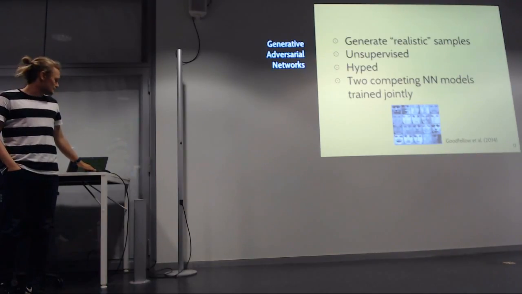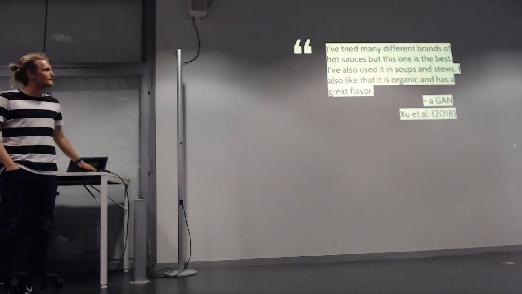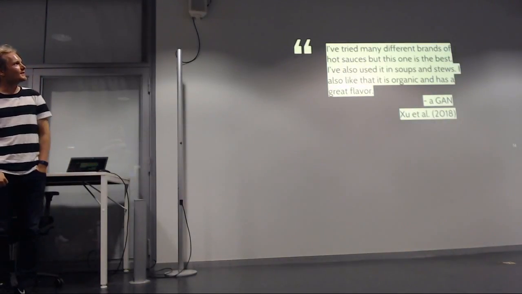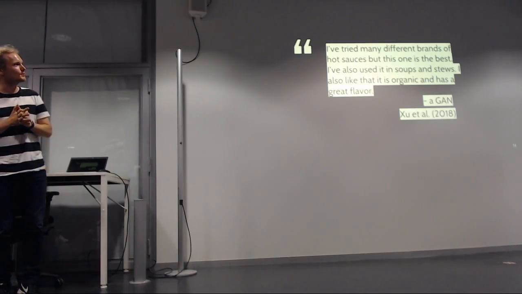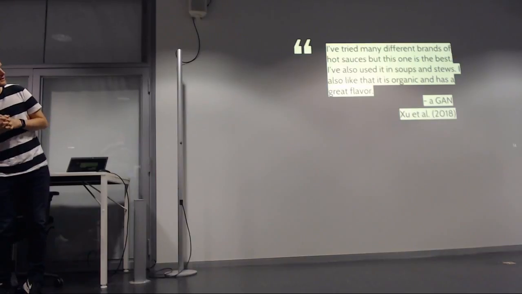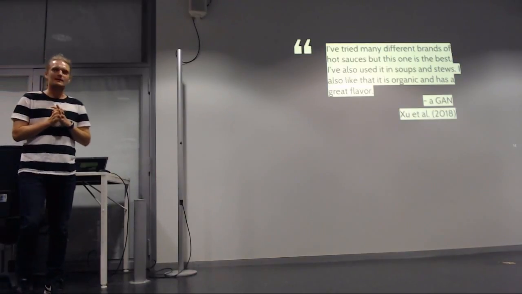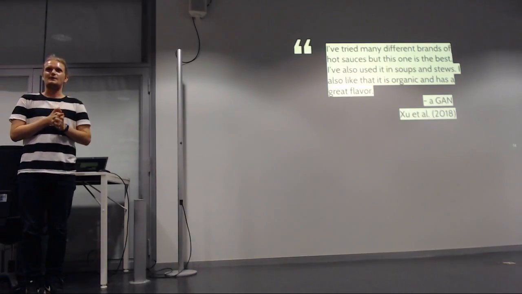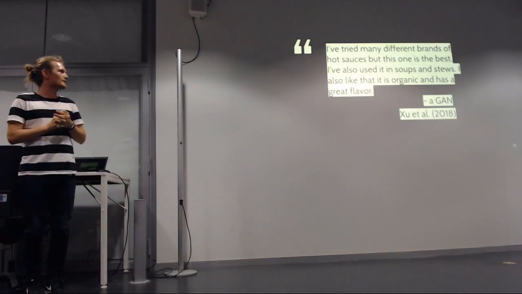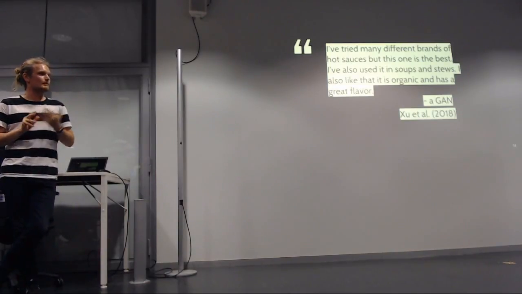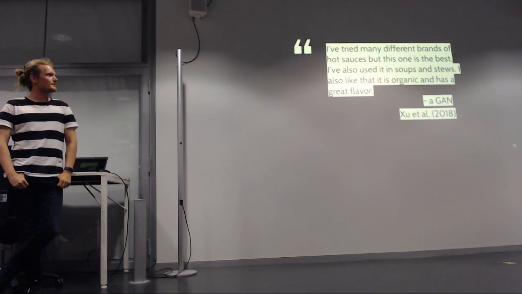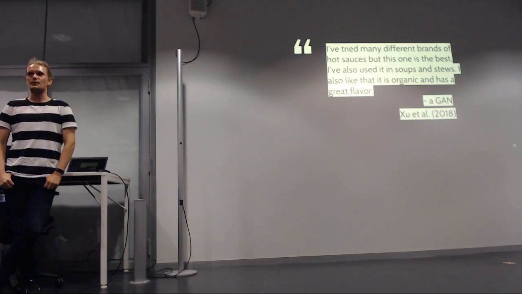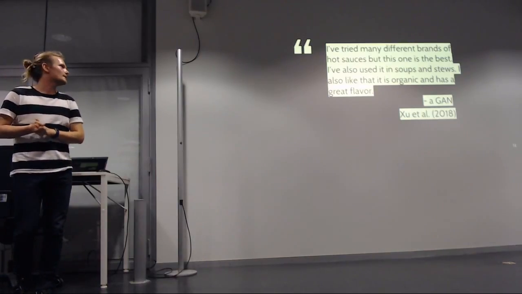So how do these things do with text? Here is a quote. "I've tried many different brands of hot sauces, but this one is the best. I've also used it in soups and stews. I also like that it is organic and has a great flavor." And this text, or review, was actually produced by a generative adversarial network from a very recent paper from this year. So this is pretty much the state of the art in producing text with this type of models.